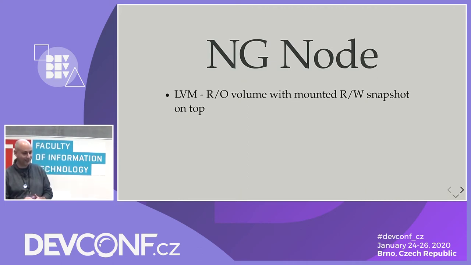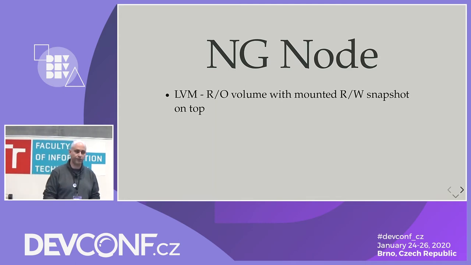So the next generation node, NG node, is what we're using today, and it's based on LVM. What we do is compose a SquashFS using Lorax. We give it a kickstart, and we compose a SquashFS with all the oVirt bits installed and a minimal installation of Fedora or CentOS or RHEL. And we deliver it via YUM or DNF.